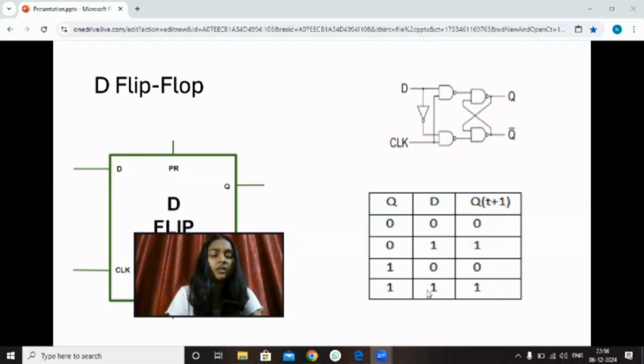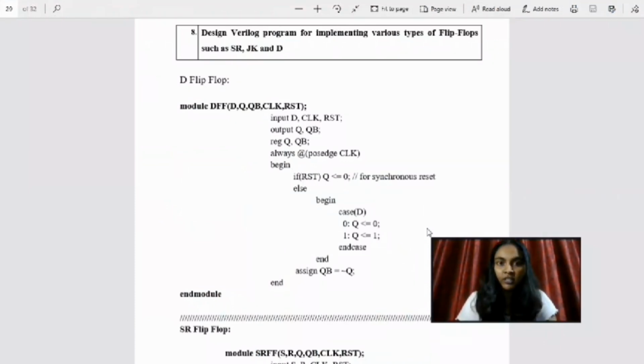PR equals 1 and CLR equals 1. In this state, the flip-flop behaves as normal. Both PR and CLR inputs are inactive. In the DDCO, we have lab program 8, where it is said to design a Verilog program for implementing various types of flip-flops such as SR, JK, and D.